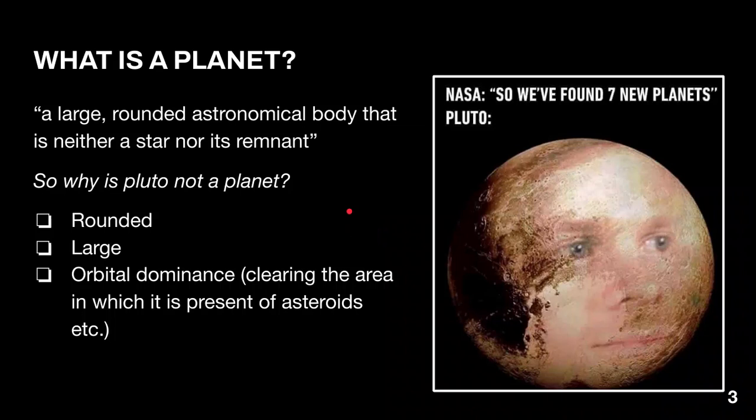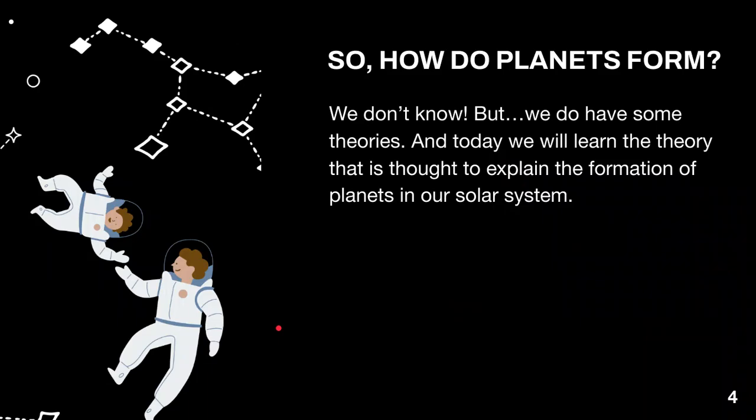Because while Pluto is sufficiently rounded and large, it does not have orbital dominance because it has not cleared its surrounding area of smaller bodies like asteroids. So, how do planets form? And the simple answer is that we don't know.